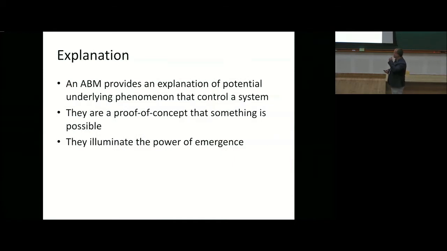Explanation. An agent-based model provides explanation of potential underlying phenomena that control a system. They are a proof of concept, right? So you can have a theory that this is the way the world works, and if you run your agent-based model based upon that theory, and you don't get the patterns of behavior that exist in the real world, that probably says that there's something wrong with your theory, right? If you do get the patterns of behavior, it doesn't necessarily say that you're exactly right, but it's at least proof that that's at least potentially one way that the real world system could have happened, right?